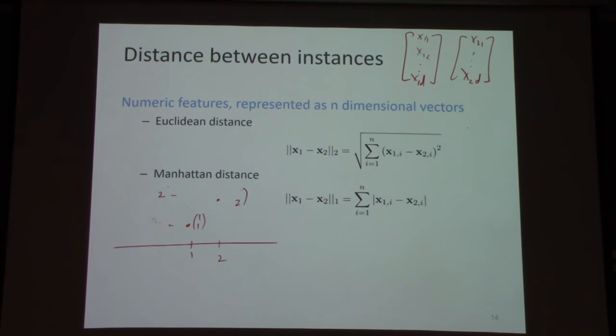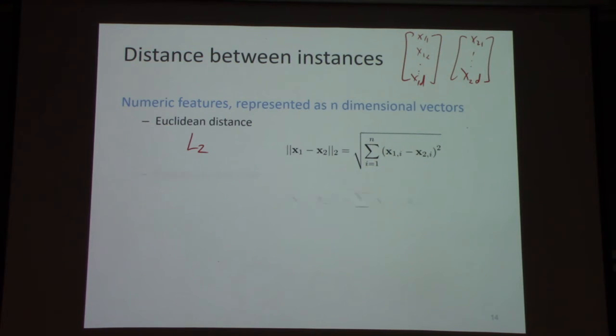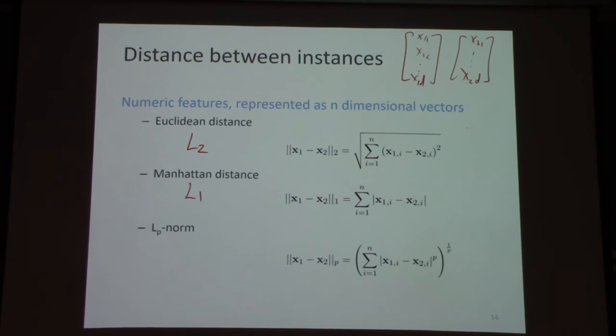Okay, these two things: the Euclidean distance is also called the L2 distance. The Manhattan distance is also called the L1 distance. Both of these are actually special cases of something called the LP norm. The LP norm is, you have two vectors, you take the difference of their absolute values to the power p, add up all those things, and then take the pth root of that.